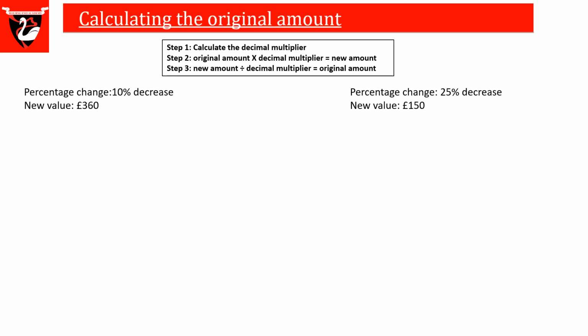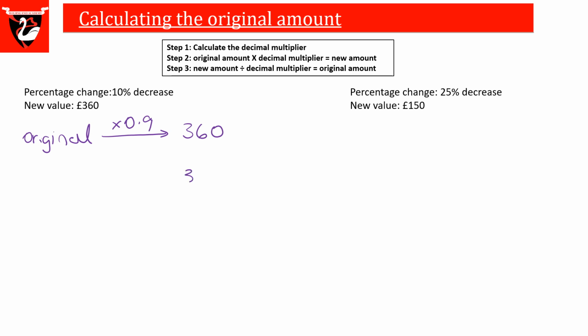So the first question that we have is a percentage change of 10% decrease, and we have a new value of £360. So we start with our original amount, and we are going to multiply that by our decimal multiplier, which in this case is a 10% decrease, so that would be 0.9. And we multiply by 0.9, and that gives us a final answer of £360.